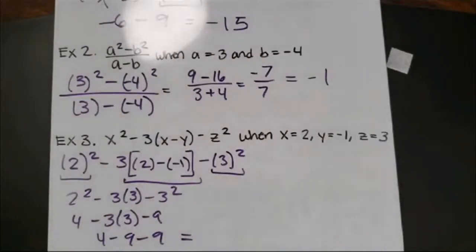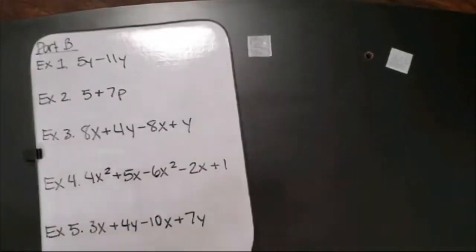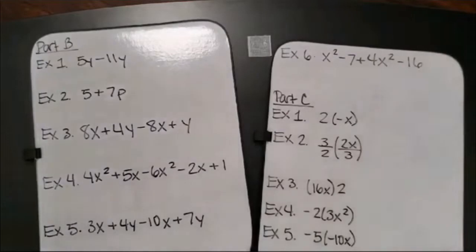So for part B, we are using properties of addition. Make sure that you look at that information in the notes. Hopefully everybody got -14. Some of the vocabulary words that you need to know for part A are terms, variable terms, constant terms. And for part B, you need to know like terms.